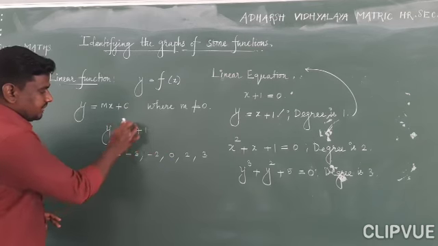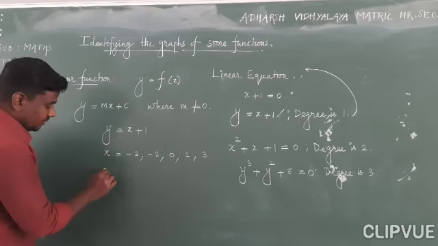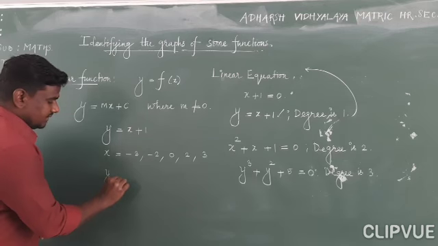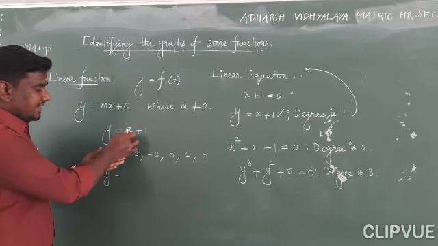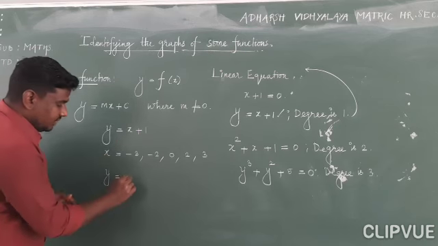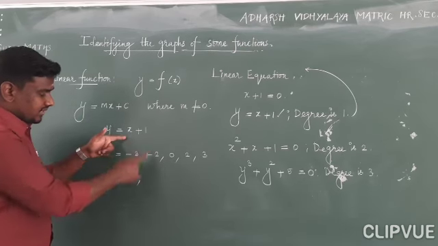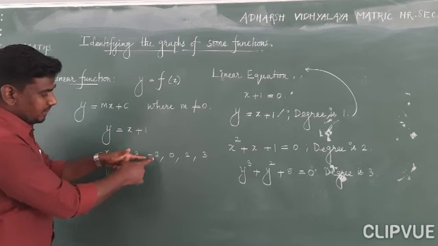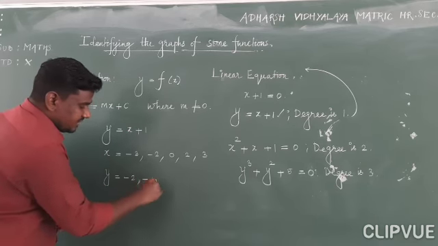The respective value of y depends on the value of x. If you replace x by minus 3, what do we get? Minus 3 plus 1 gives minus 2. Next, if you replace x by minus 2, minus 2 plus 1 gives minus 1.